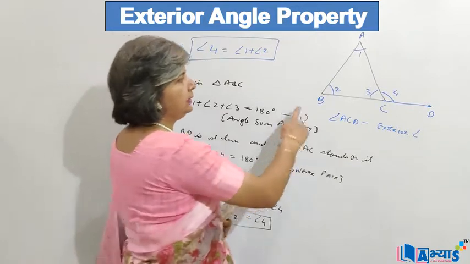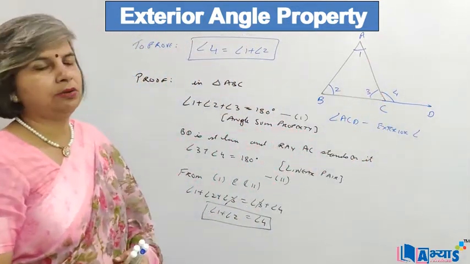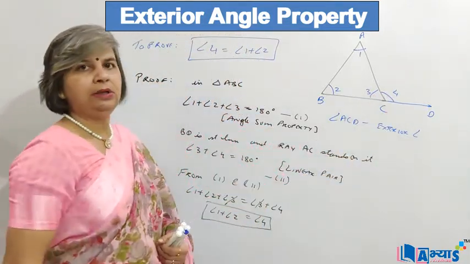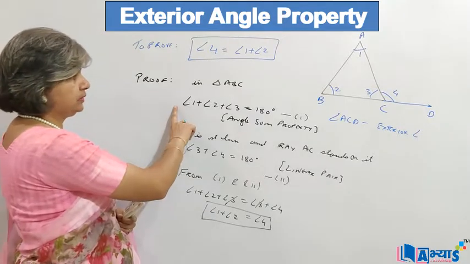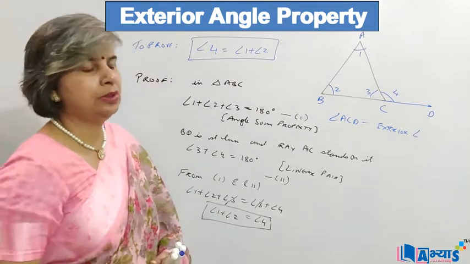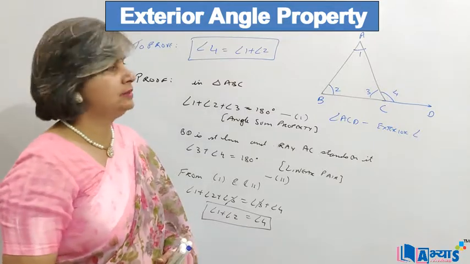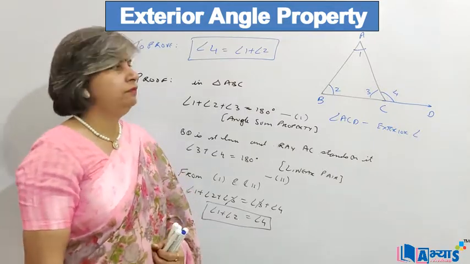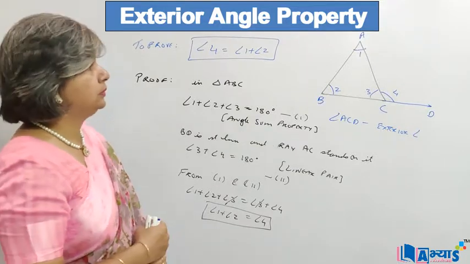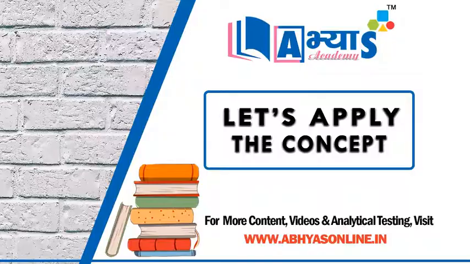Now we see that BD is a straight line and AC is the ray standing on it. So angle 3 plus angle 4 is equal to 180 degrees. They are linear pairs. From these two statements, equating them, we say that angle 1 plus 2 plus 3 is equal to 3 plus 4. Now angle 3 is cancelled from both sides, so we get angle 1 plus angle 2 is equal to angle 4. So this is how we can state that the exterior angle is equal to the sum of interior opposite angles.